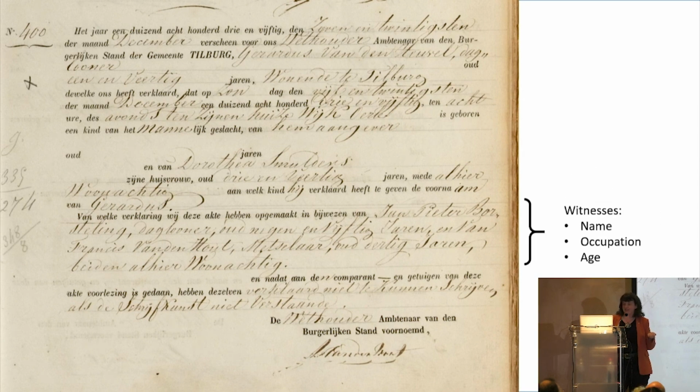And the witnesses. So these are 2 witnesses, and they did not have to have first-hand information. So these could be people that the informant brought, like neighbors or family members, or people who just happened to be at town hall. So you often see policemen or a clerk at the town hall acting as witnesses.